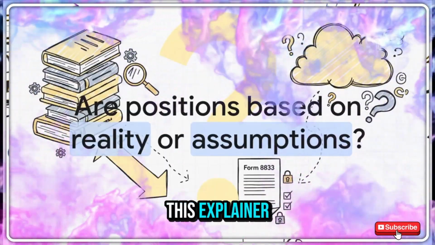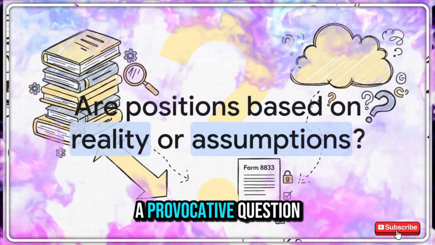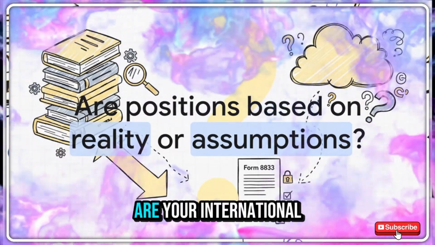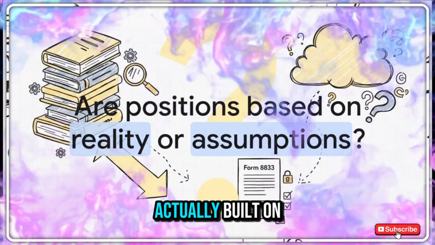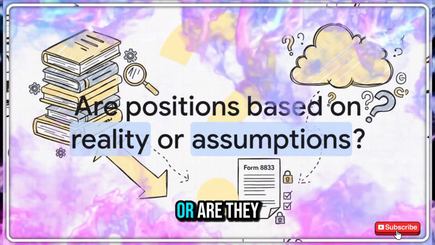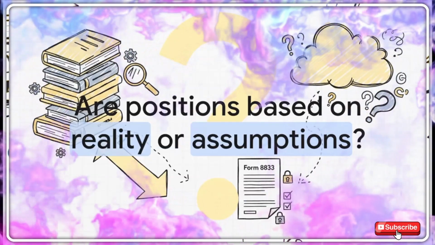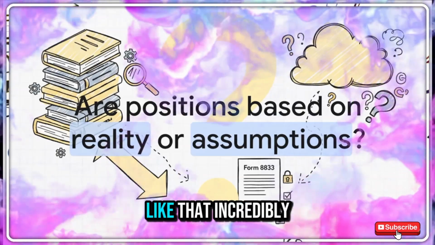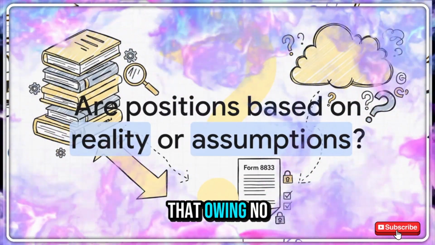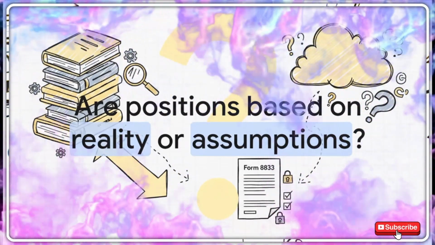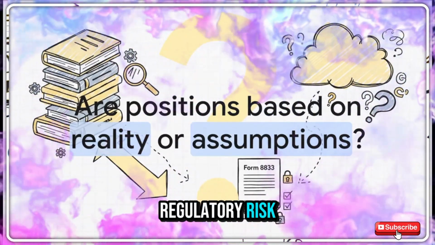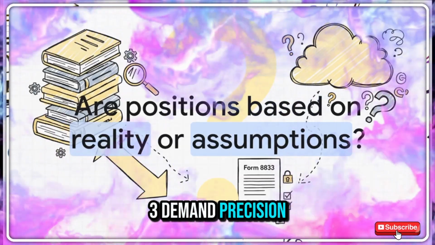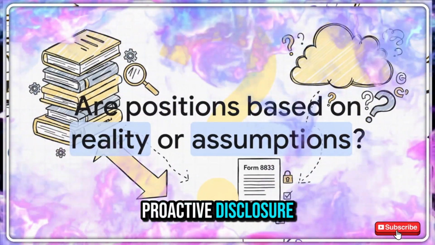To wrap up this explainer, I want to leave you with a provocative question to really stress test your own compliance architecture. Are your international tax positions actually built on statutory reality, or are they just built on implicit assumptions? As our analysis has proven today, relying on surface-level logic, like that incredibly dangerous idea that owing no money means filing no forms, is a catastrophic regulatory risk. The actual mechanics of Form 8833 demand precision, concrete proof, and proactive disclosure.